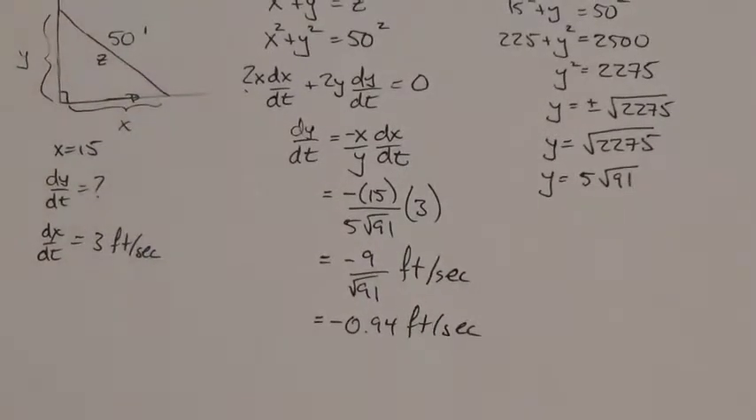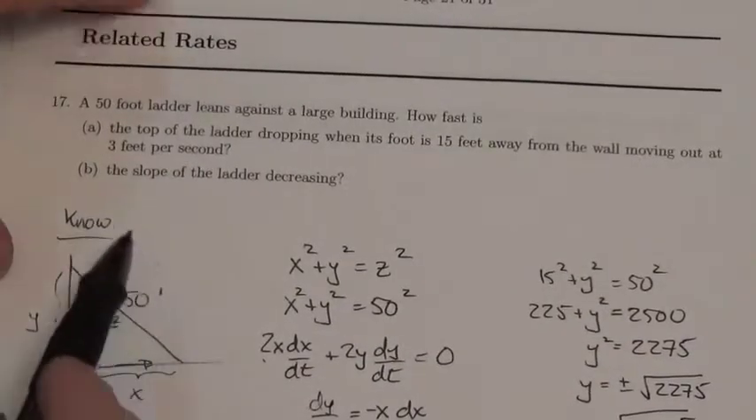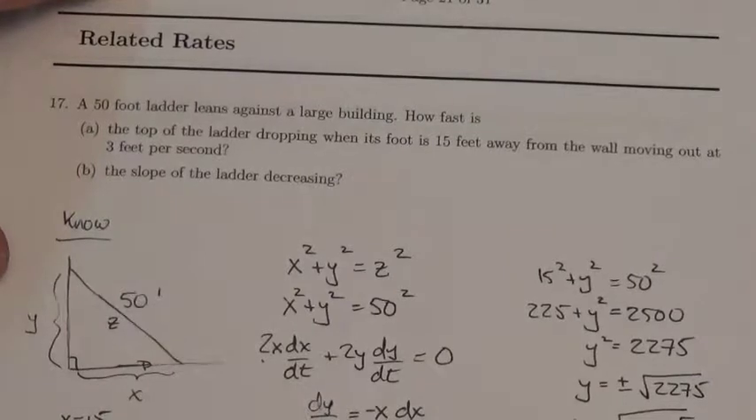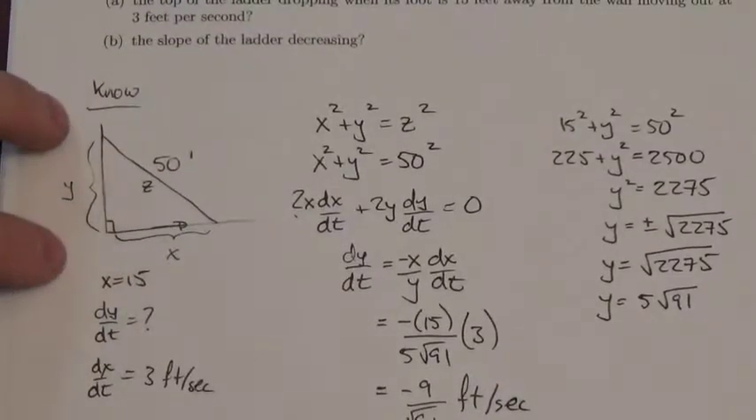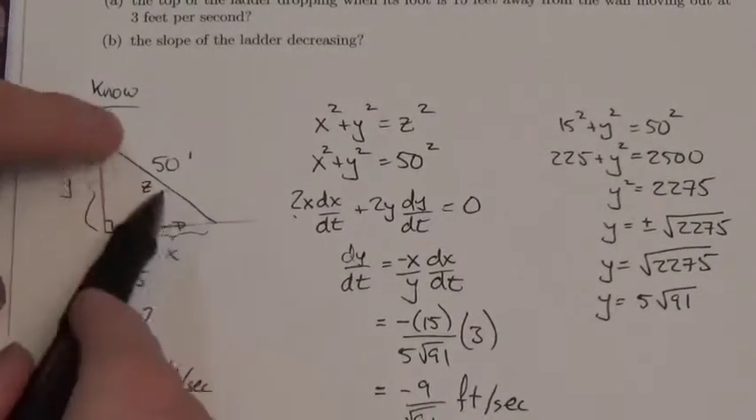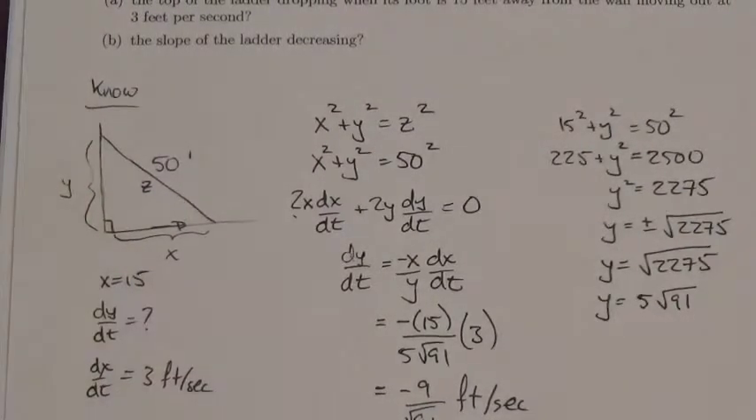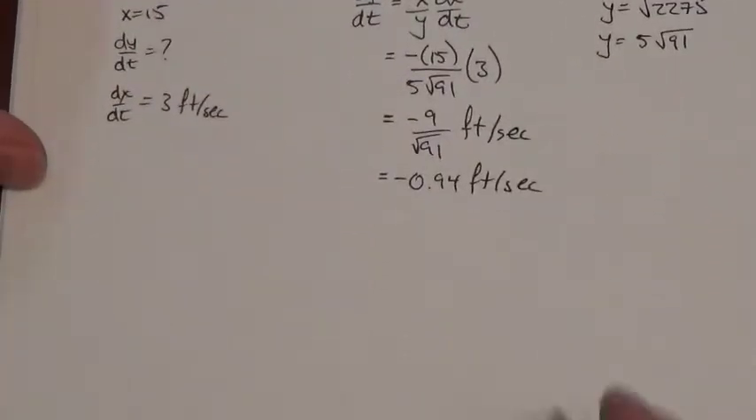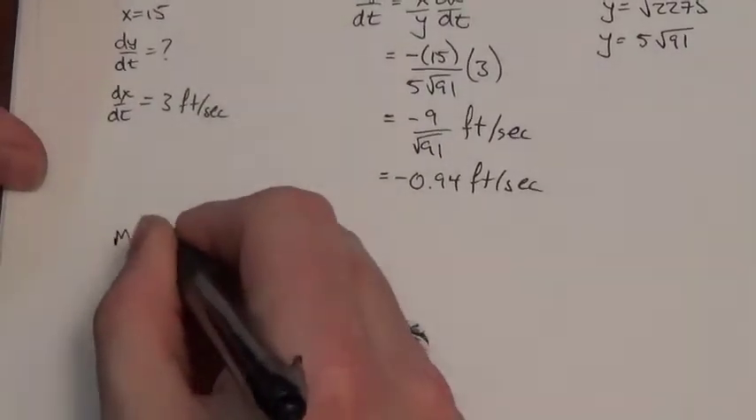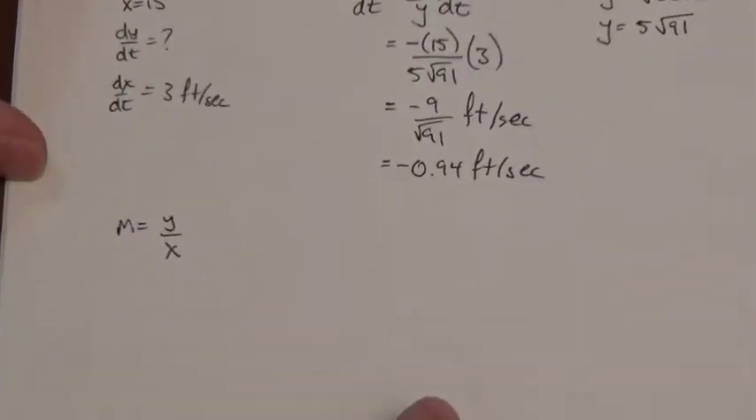Now, there was a part B to this question. And part B was, at what rate is the slope of the ladder decreasing? Okay, well, now based on my diagram up here, remember, the slope of the ladder is, and slope is always rise over run, so in this case here, y over x. I know that my slope is going to equal y over x.